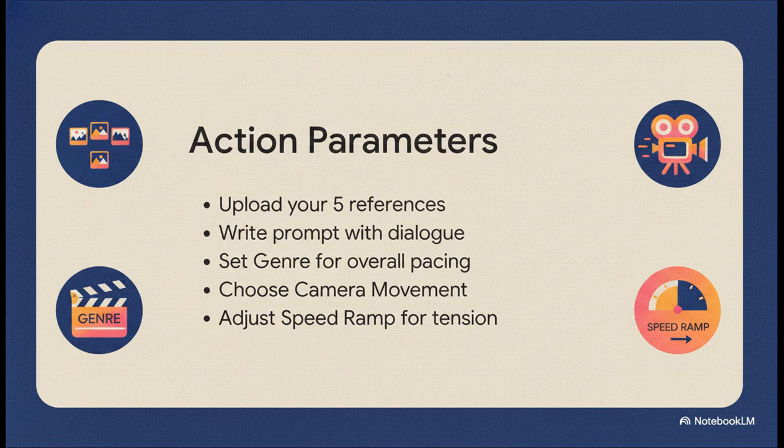You just upload your 5 references straight into the Assets panel. Then you write a super simple prompt for the action. You can even include dialogue and sound effects. You set your genre to inform the overall pacing. You pick your camera movement, which ranges from slow, dramatic dollies to a wild 360 roll. And finally, you adjust the speed ramp, making it slow for tension or fast for urgency. You hit generate, and the AI beautifully animates your exact custom assets.